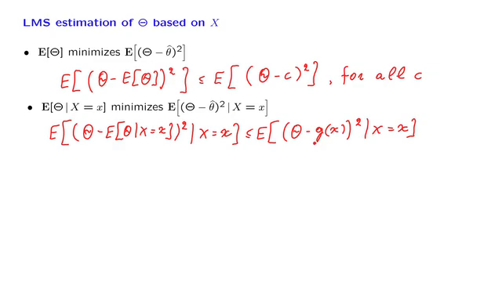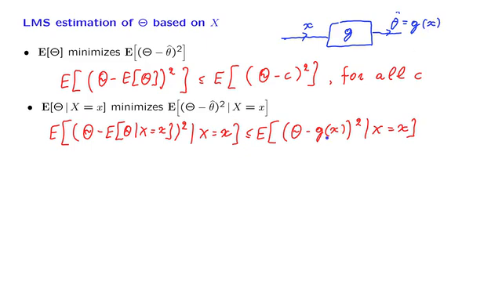So for any value g of x that we might have used, the error would have been at least as large. Why am I using this notation g here? Let us go back to the bigger picture. What we have is that we're obtaining a numerical value x. We do some processing to it, which corresponds to some function g, and we come up with an estimate which is a function of the little x that we have observed.